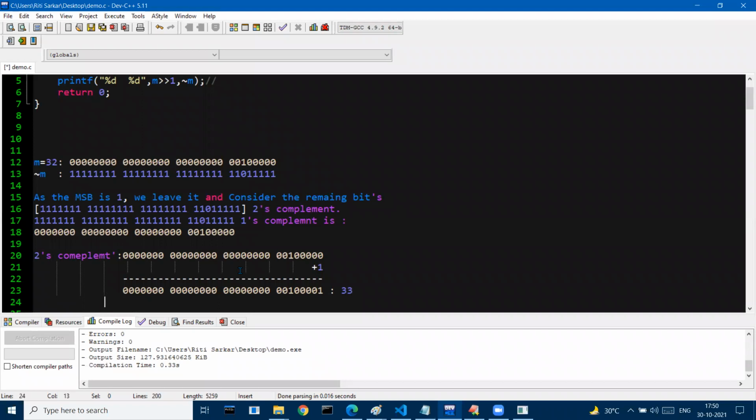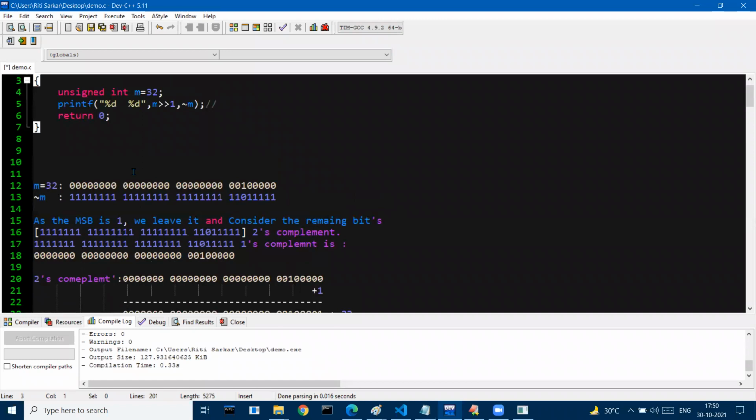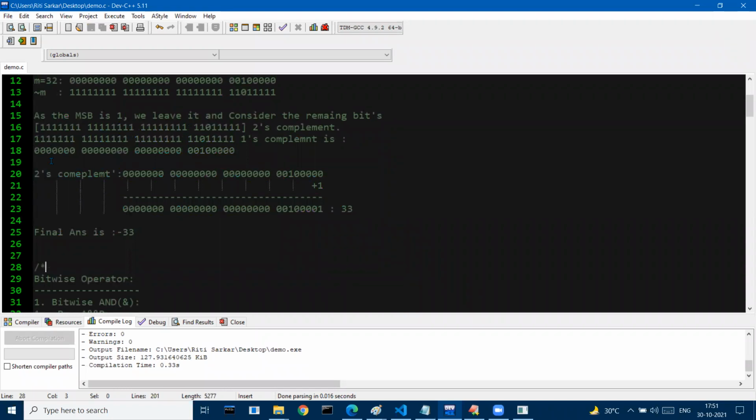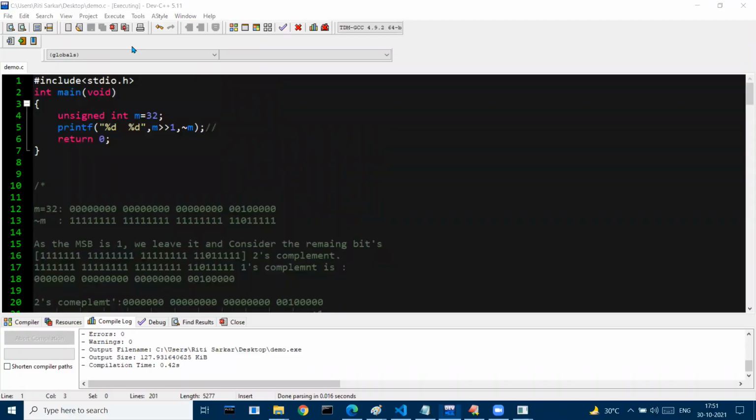Is it the final answer? No. What is the final answer? Minus 33. This minus 33 will be printed here. So what answer we will get? For first one, 16. Next one, minus 33. Check it out. Execute, compile and run.